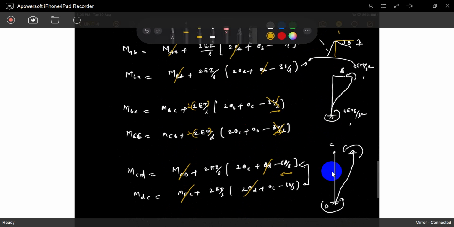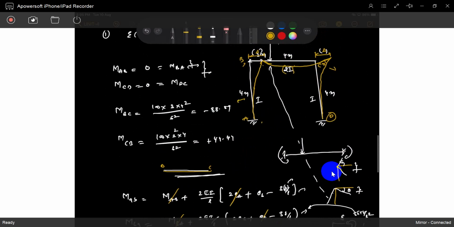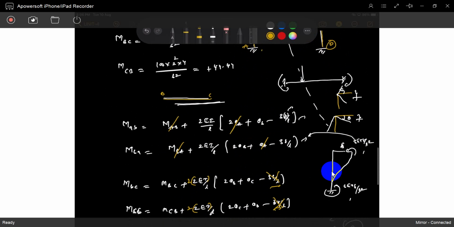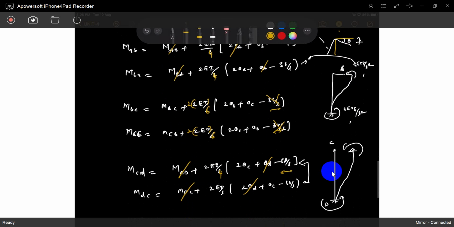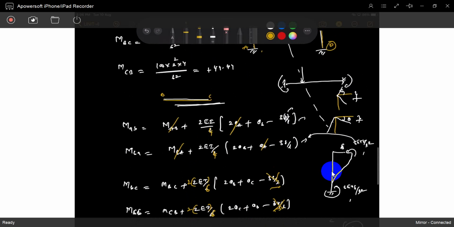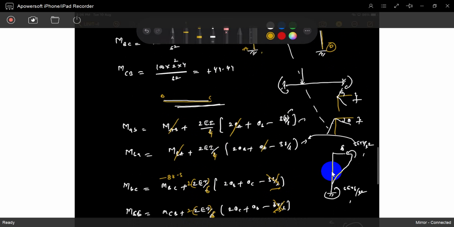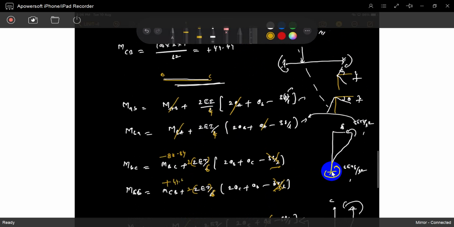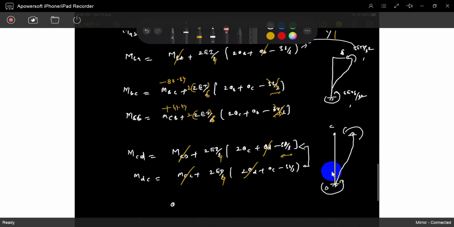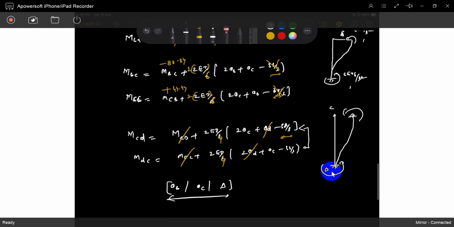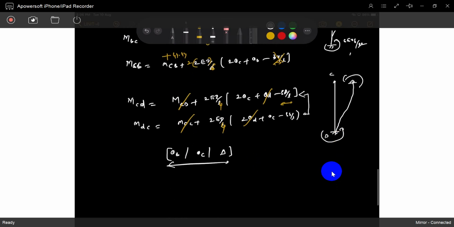Take into consideration this length is 4, this length is 6, and 4. So how many unknowns are there? This value is minus 88.84. This value is plus 44.44. How many unknowns are there? We have the unknowns theta B, theta C and delta. Three unknowns are there. We require 3 equations. We already know 2 equations, sir. What are those equations? Joint equilibrium equations.